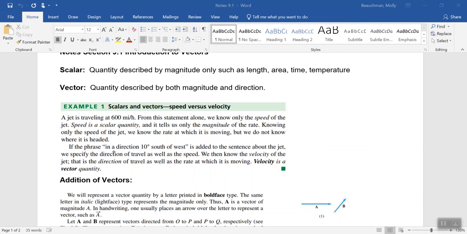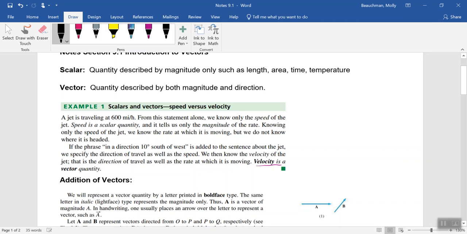If the phrase "in a direction 10 degrees south of west" is added to the sentence about the jet, we specify the direction of travel as well as the speed. We then know the velocity of the jet, that is, the direction of travel as well as the rate at which it's moving. So velocity is a vector quantity. So that's the difference between speed and velocity. Speed just tells you how fast it's going. Velocity means we know how fast something is going along with the direction.